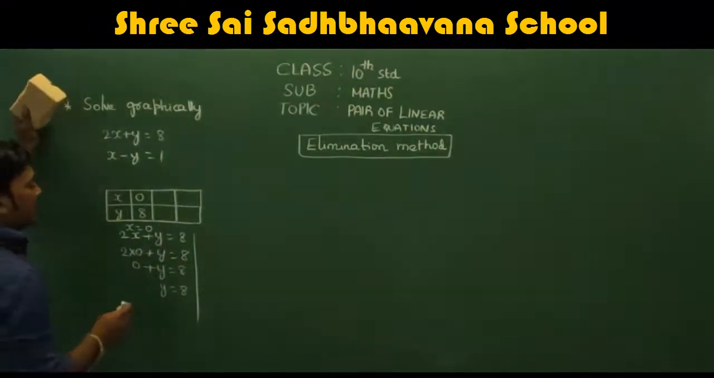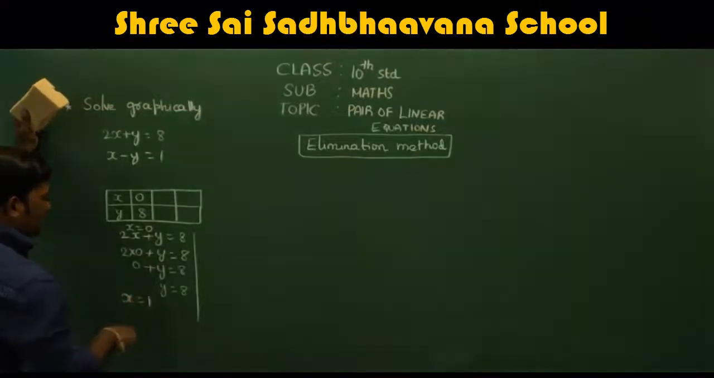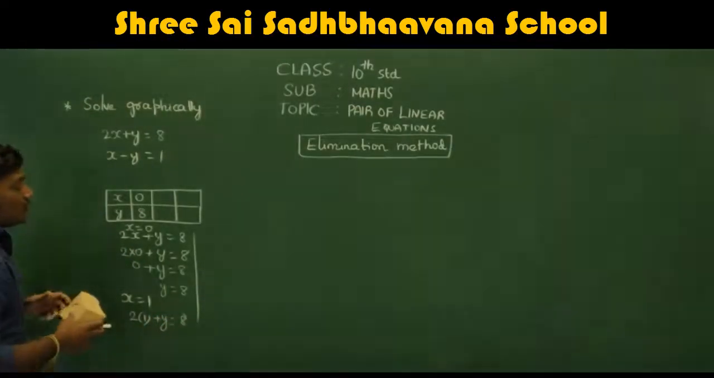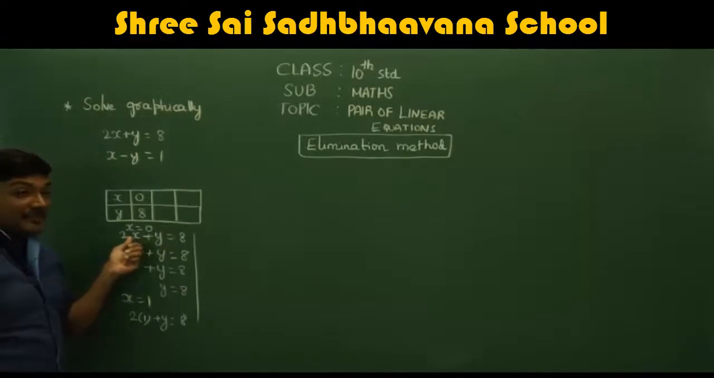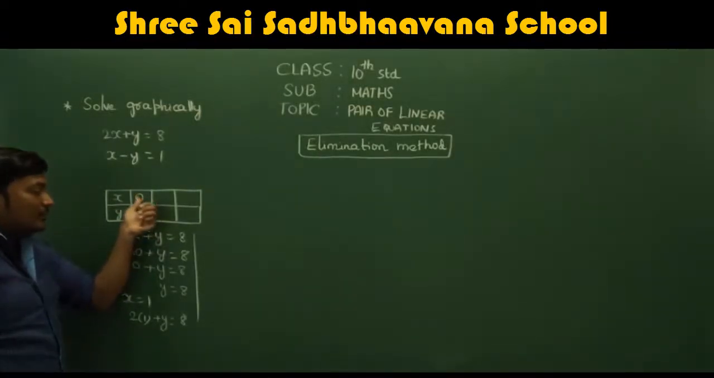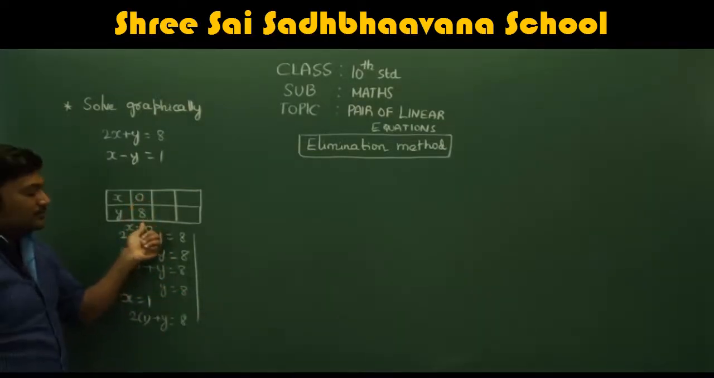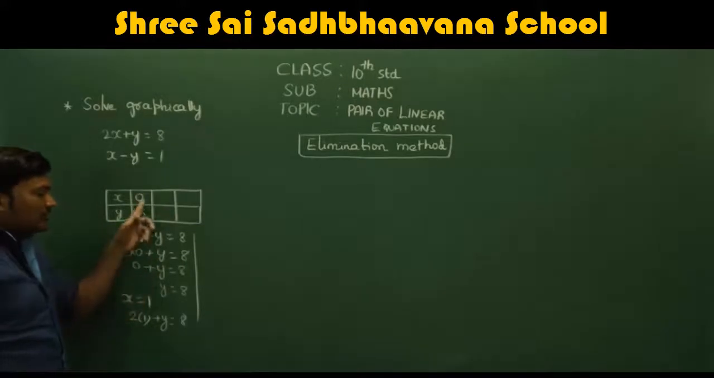Similarly, let me take x is equal to 1, and I am going in order. Here, observe clearly: in the place of x, I am substituting 0, so x is equal to 0, and the value of y I got is 8. So 0 and 8, for 0 you got 8. So that is 1 point.